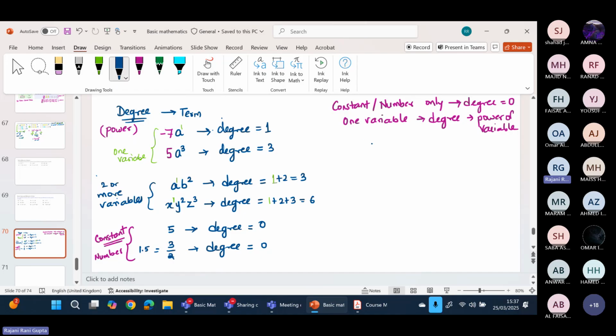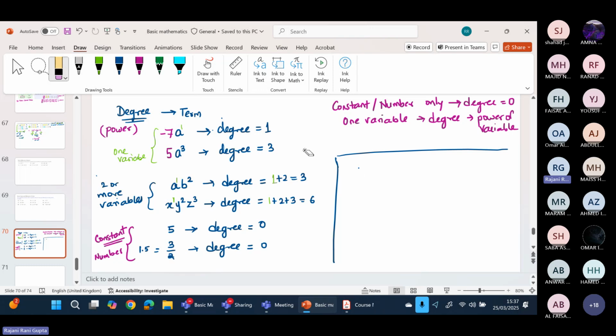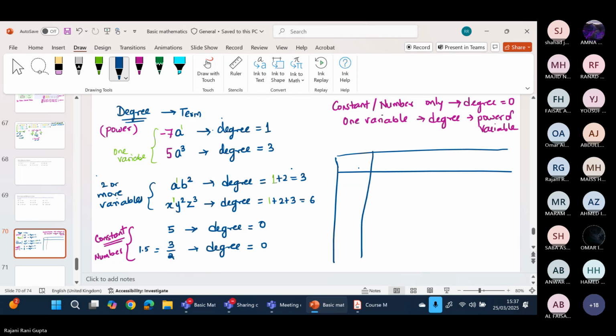Okay, so again, quickly, if I give you 7x cube, minus 1.3, 2ab^5, 17a. Can you tell me the degree of each term?